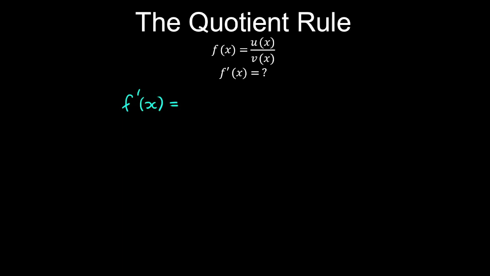So the derivative of this function is low d high. So the low function multiplied by the derivative of the upper function, minus high d low over the lower function squared.